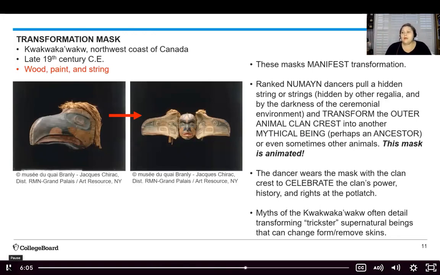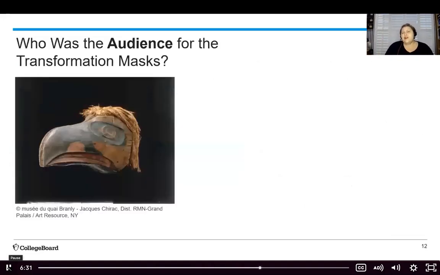And in the Kwakwaka'wakw population, many of their supernatural beings are transformed. They can transform. They're known as tricksters. They can change form. They can remove their skins. So in this case, the dancer is transforming into another creature, into maybe an ancestor or another supernatural being, sometimes even another animal. So who is the audience for these transformation masks?